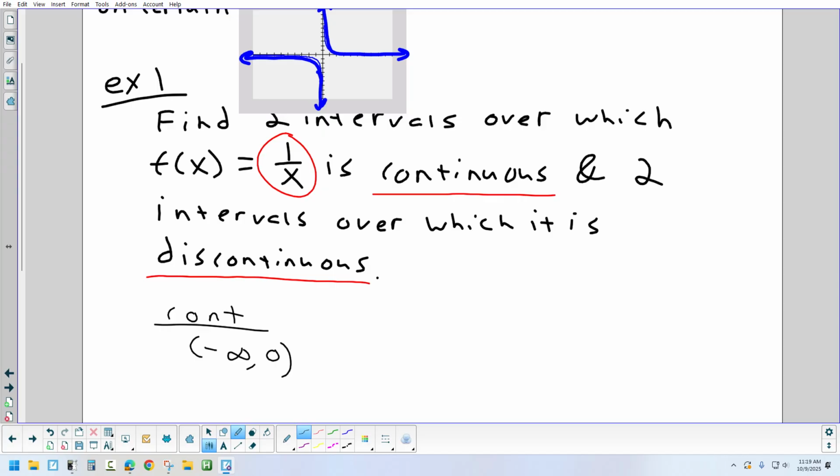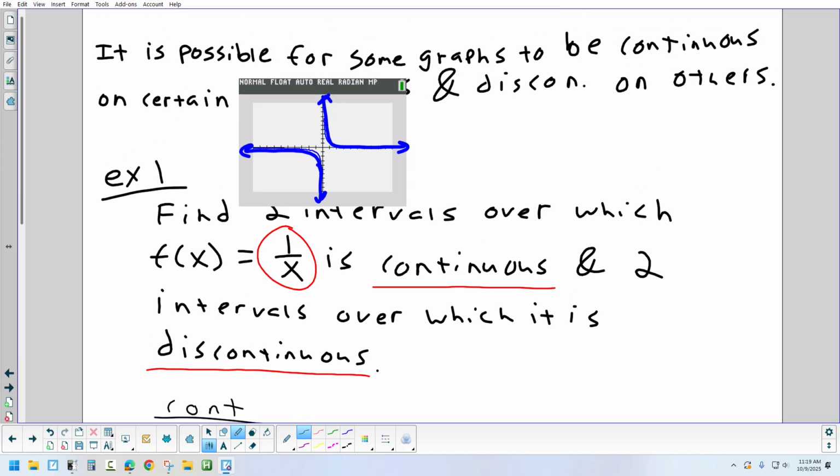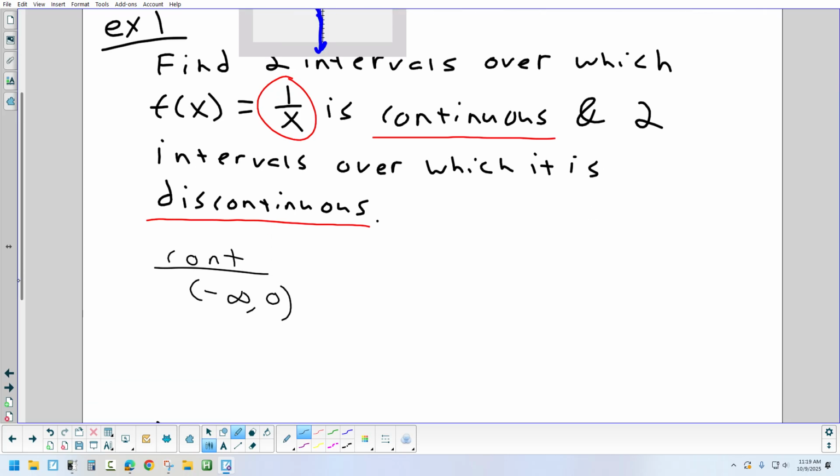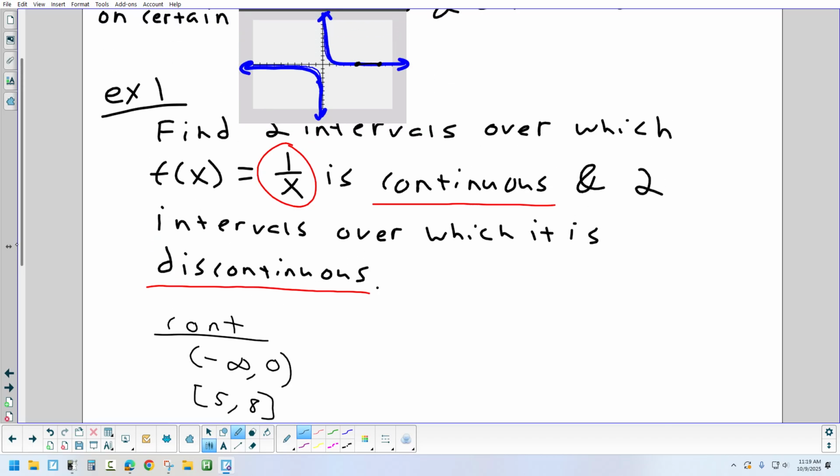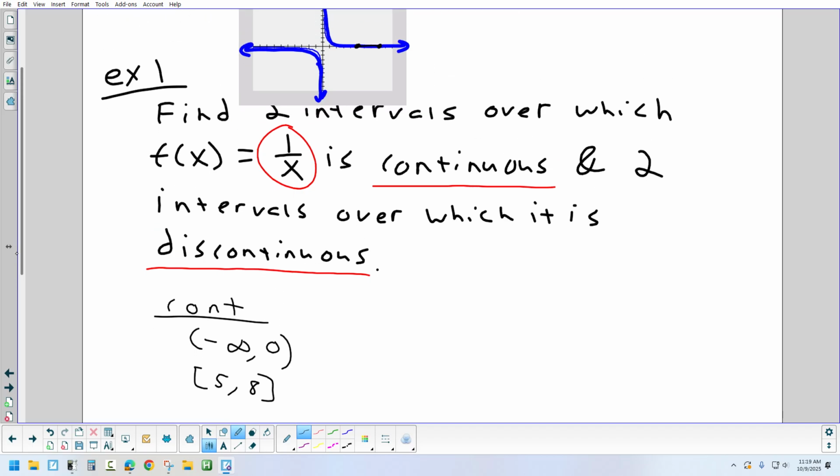Could somebody give me another continuous interval that is not infinitely long? Yep. 5 to 8. Sure, just 5 to 8. So 1, 2, 3, 4, 5 is right there. 6, 7, 8 is right there. There you go. 5 to 8 is a continuous interval. And you could include the 5 and the 8, or you could not include them. It doesn't really matter. You can trace between 5 and 8, and it will always be continuous.